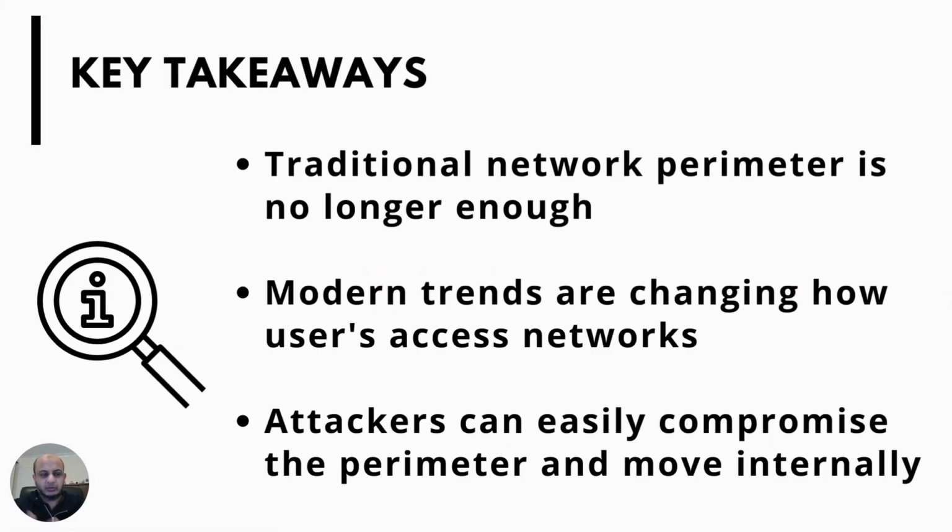So this is what I wanted to talk to you guys about. What are the key takeaways of this lesson? The traditional network perimeter is not enough, and modern trends are changing how users are accessing networks. Attackers can easily compromise the perimeter and move laterally, move internally to other networks, right? And this is where zero trust comes in.